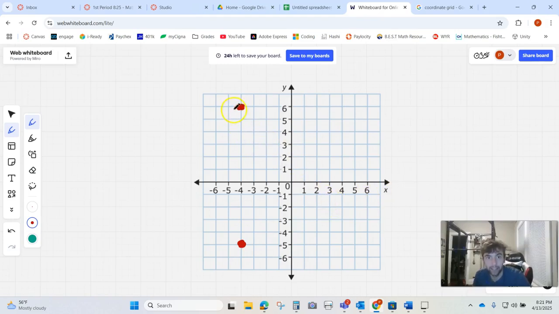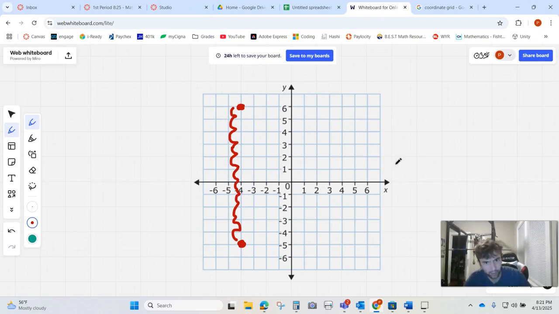Absolutely. It is 11. Not negative 11, not positive 1, but it is 11 units. They are just 1, 2, 3, 4, 5, 6, 7, 8, 9, 10, 11. 11 units. 11 jumps.